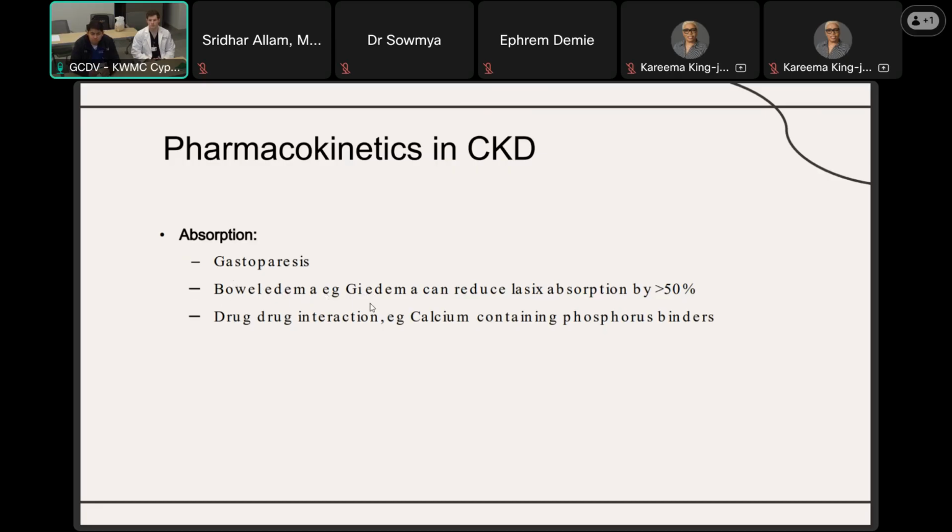And so bowel edema can affect, for example, the absorption of Lasix by as much as 50%.